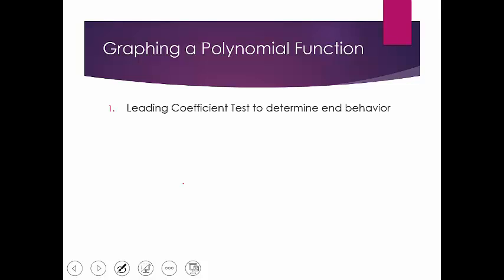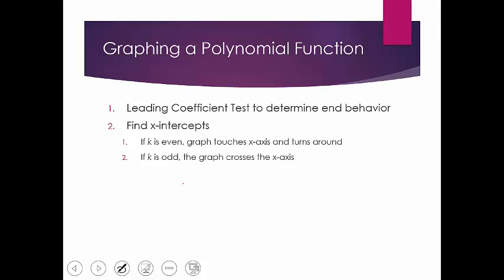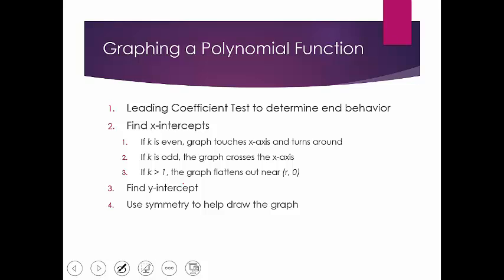First, we need to do the leading coefficient test to determine end behavior. Then we need to find the x-intercepts. If k is even, the graph touches the x-axis and turns around. If k is odd, the graph crosses the x-axis. If k is greater than 1, the graph flattens out near r0. Then we need to find the y-intercept.